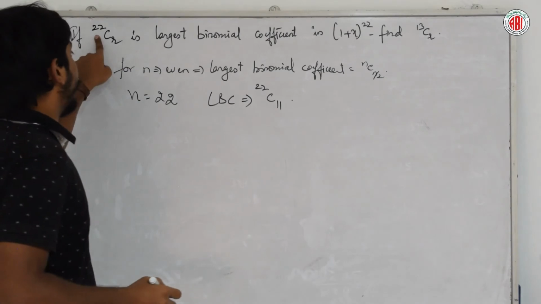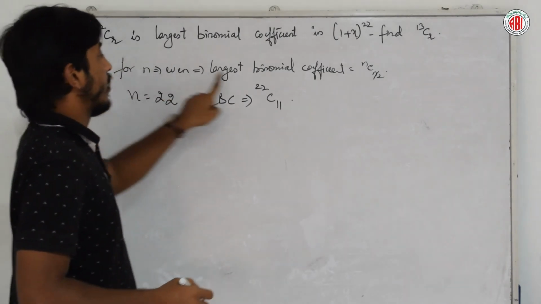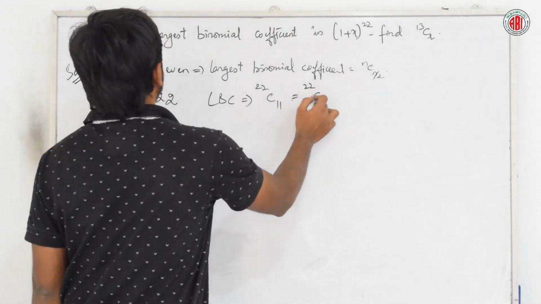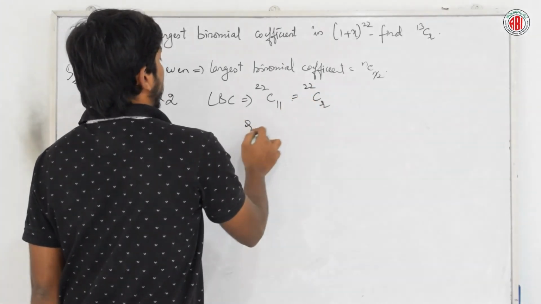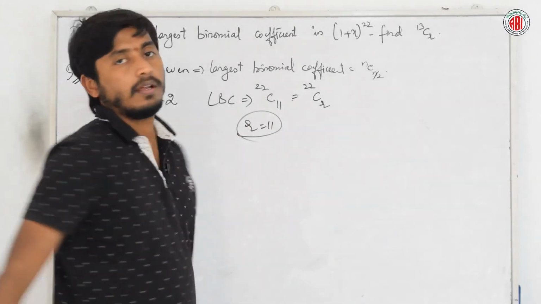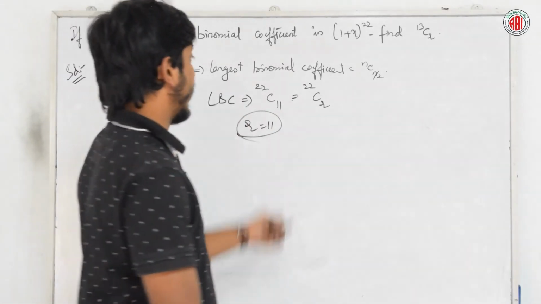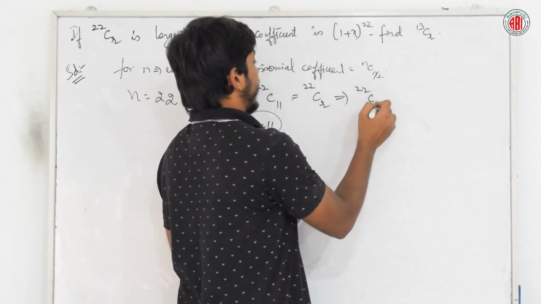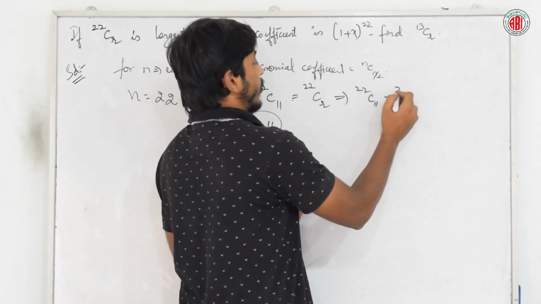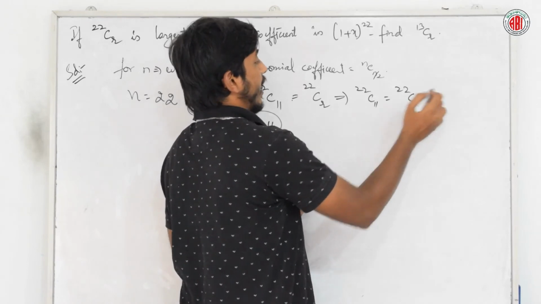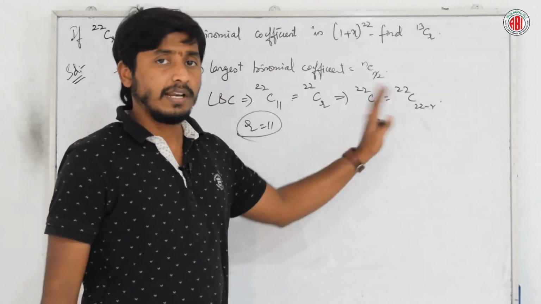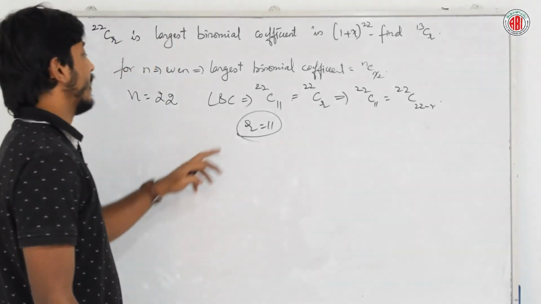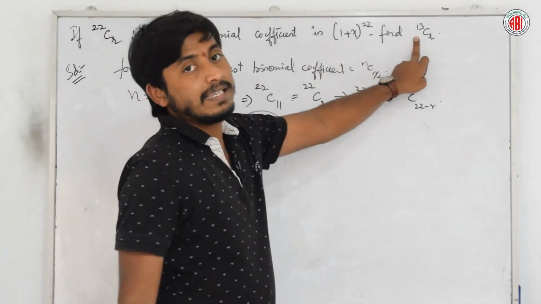But what did he give? 22Cr. So given we got it as 22C11. So what is the value of r now? 11. Right? That is one case. If you want to transform this also, there is one more thing. 22C11 is equal to 22C 22 minus r. Even if you do that also, you will get the same 11 value. Right? Fine. Next, he is asking us to find the value of 13Cr.